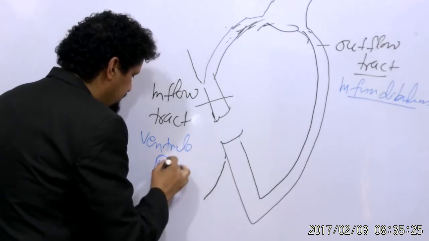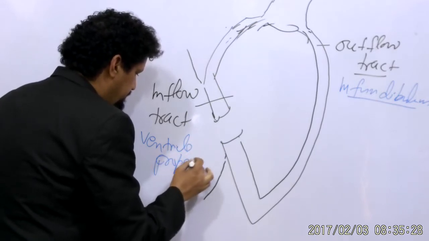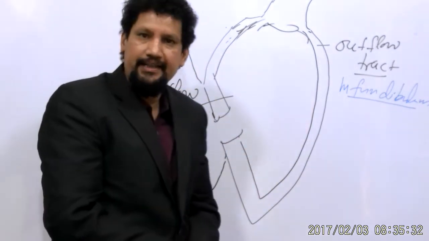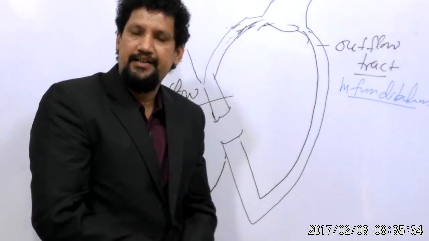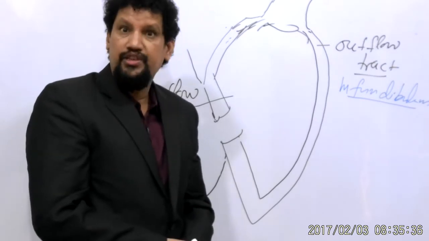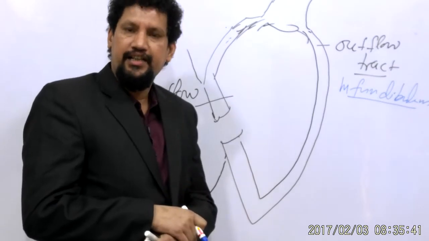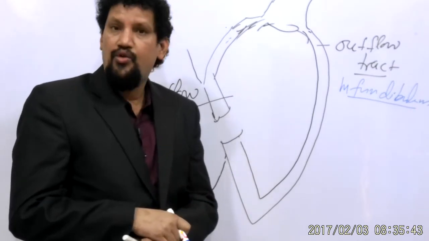The ventricle means the hollow belly. So it is a hollow belly receiving blood from the right atrium and pumping the blood to the pulmonary trunk, and finally this blood is reaching to right and left lungs for the oxygenation.